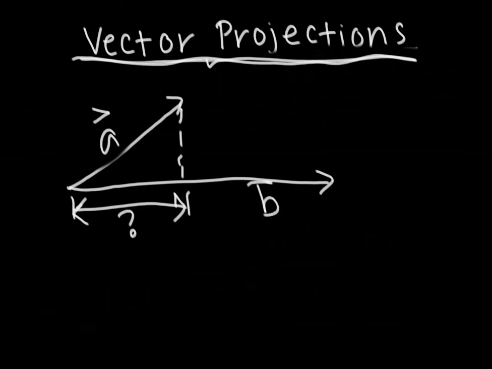And so basically what you're trying to find is from here to here is the projection of vector A onto vector B. So you're trying to find the length in between, this length right here, where the question mark is. And that is the vector projection of A onto B.